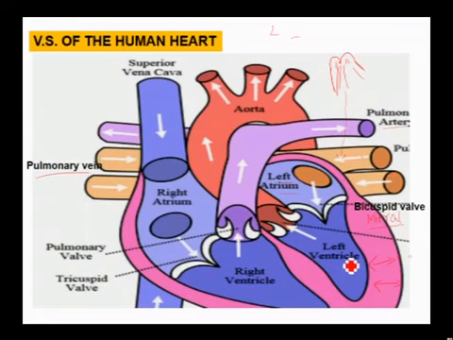From the left ventricle, oxygenated blood is pumped to various parts of the body through the aorta, the biggest artery. Both the aortic opening as well as the pulmonary artery's opening are being guarded by semi-lunar valves. Semi-lunar valves, half-moon shaped valves.